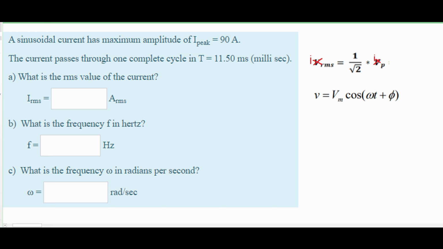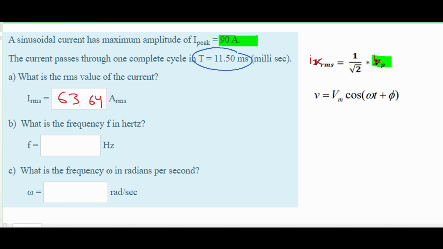So all we need to do is plug in our values. We know that our Ipeak is equal to 90 amps, and that's what's going to be in here. If we plug in 90 divided by the square root of 2 into a calculator, we are going to get approximately 63.64 amps.